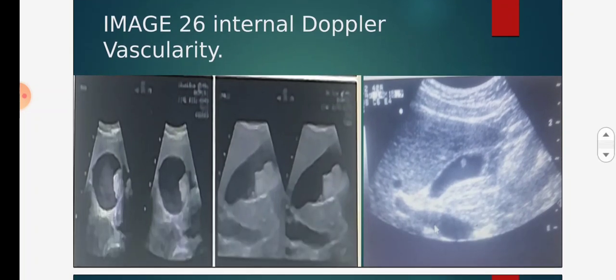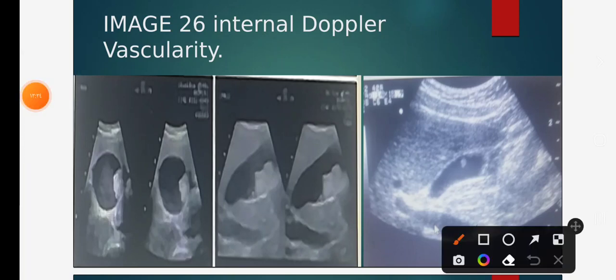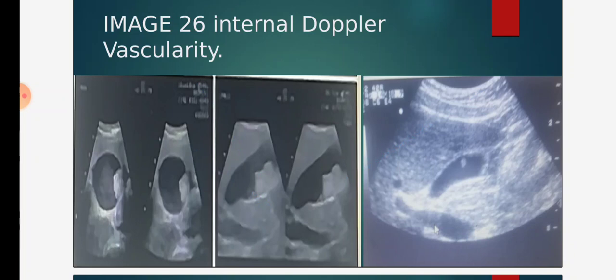26, internal Doppler vascularity. How can we differentiate between internal cholelithiasis and masses? Masses have internal Doppler and posterior enhancement, but a stone has posterior shadowing. It's called a gallbladder polyp.